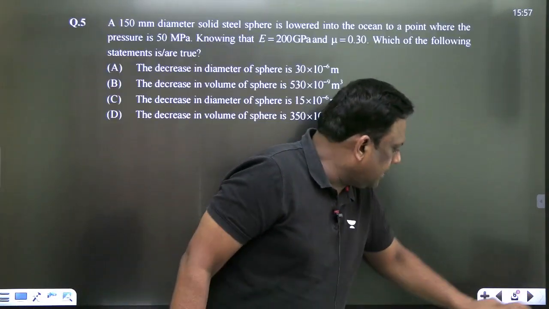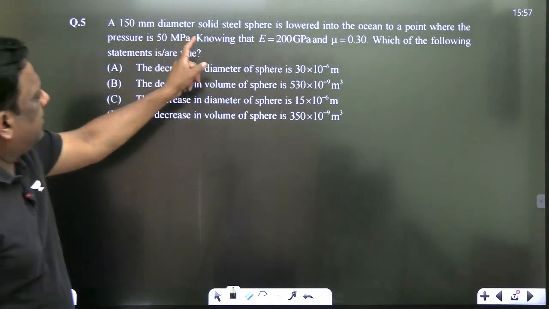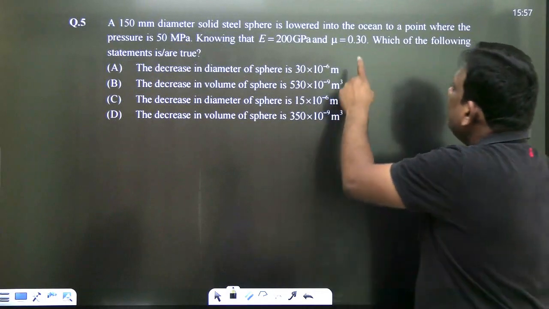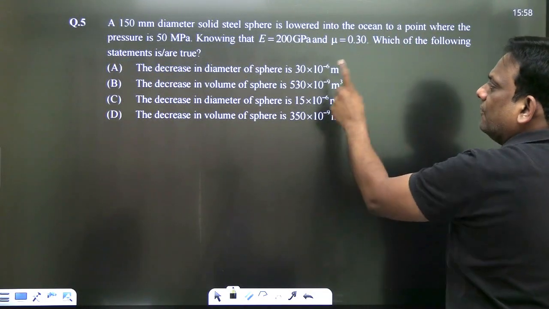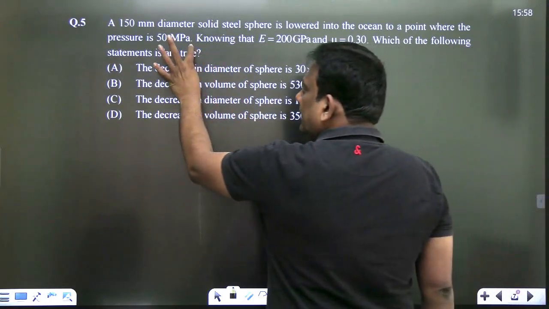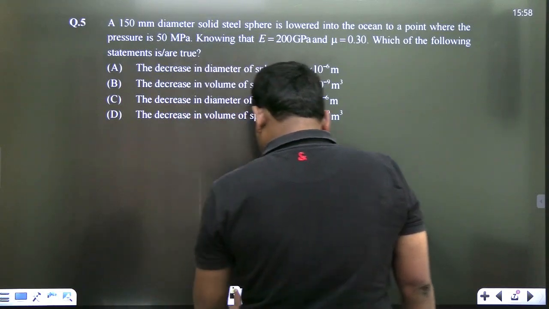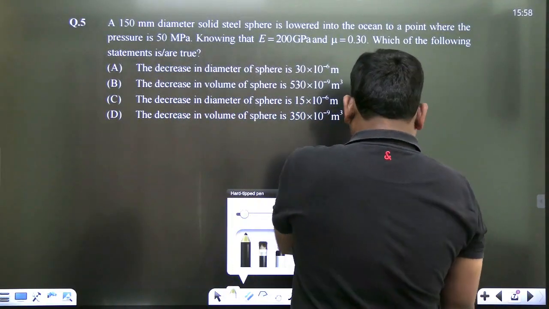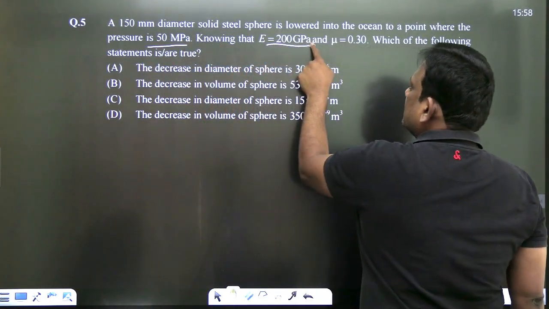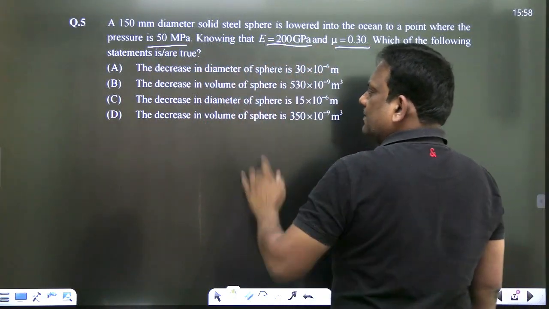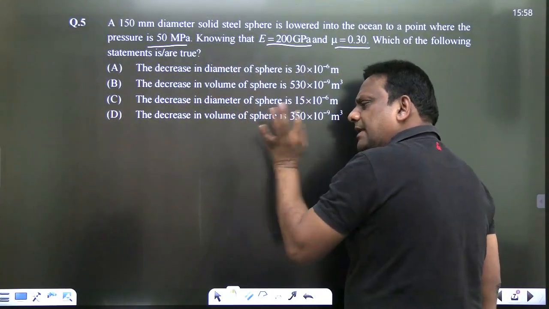Chalo. Let's take this. Let us start with a simple question. A 150 mm diameter solid steel sphere is lowered into an ocean to a point where the pressure is 50 megapascal. See, the pressure is given as 50 megapascal. Okay, no problem at all. And the Young's modulus is given, Poisson's ratio is given. Which of the following statements are true? He is asking about decrease in diameter. He is asking about decrease in volume.